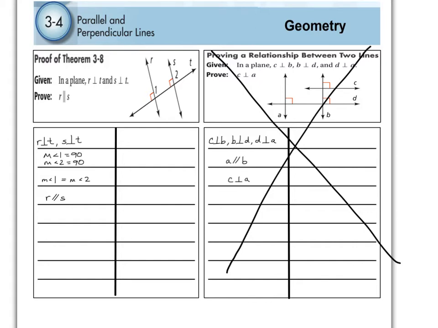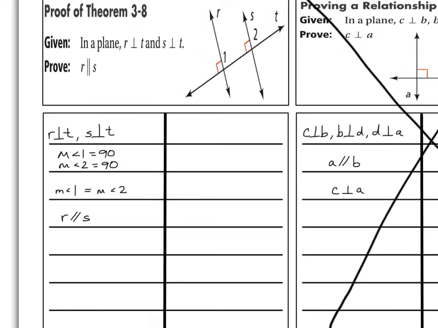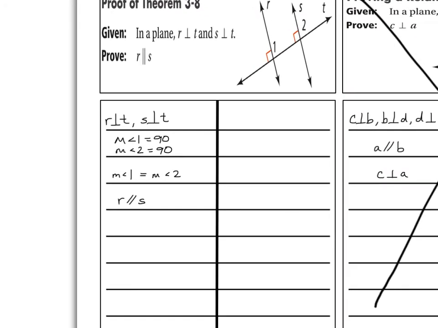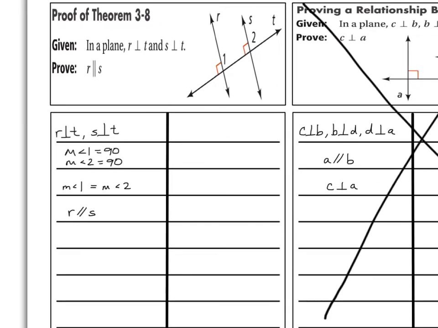Okay, now that you've hit pause in the video and you've filled out the reasons, let's take a look now at what we're trying to do here. On this proof, it says given in a plane R is perpendicular to T and S is perpendicular to T. Well, in our very first statement, we can say that is our given. So what it says here is that R is perpendicular to T and S is perpendicular to T. And as you look at the picture, you'll notice that in this case T is a transversal. And we want to prove that R and S are parallel to each other.